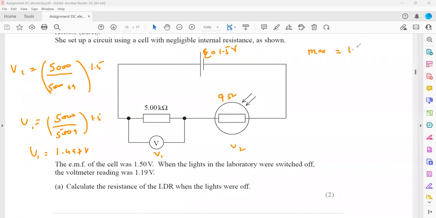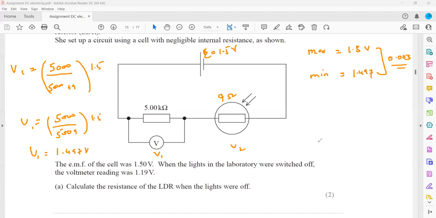The maximum voltage can be 1.5, and when the LDR has a resistance of 9, the minimum voltage will be 1.497. So how much is the difference of the two values? The difference will be 0.003. So the maximum change in the voltage can be 0.003.